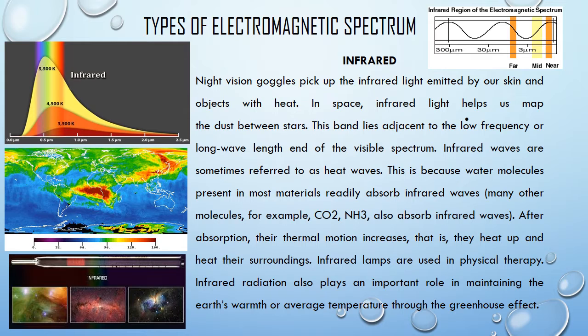After absorption, their thermal motion increases. That is, they heat up and heat their surroundings. Infrared lamps are used in physical therapy. Infrared radiation also plays an important role in keeping the earth warm, maintaining its average temperature through the greenhouse effect. If you look, these are the different examples of infrared.